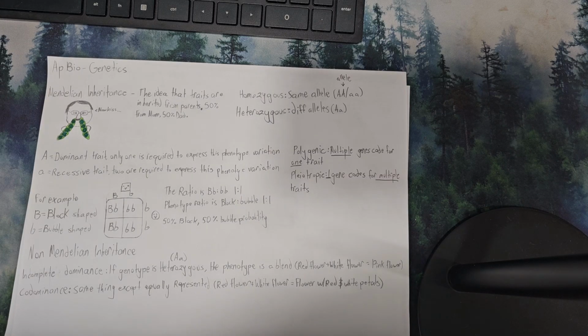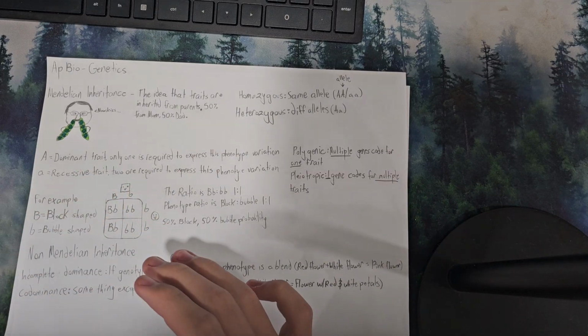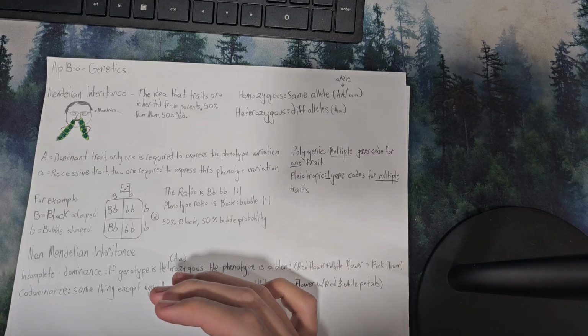It's not just like this idea that your hair color is just given to you by God or whatever. There is a reason to everything. So, a capital letter gene, or a capital letter allele, as you want to call it, is a dominant trait, and only one is required to express its phenotype variation.